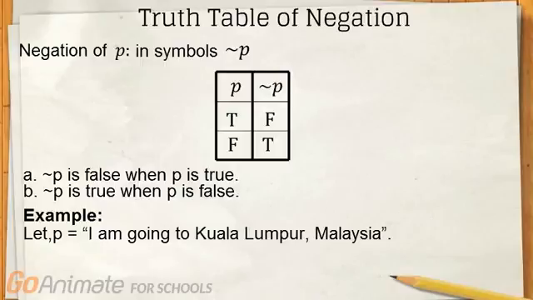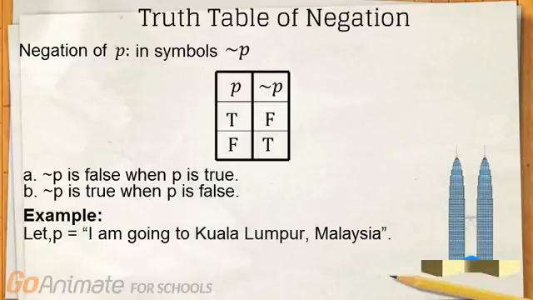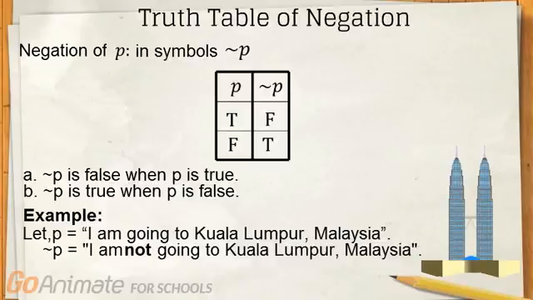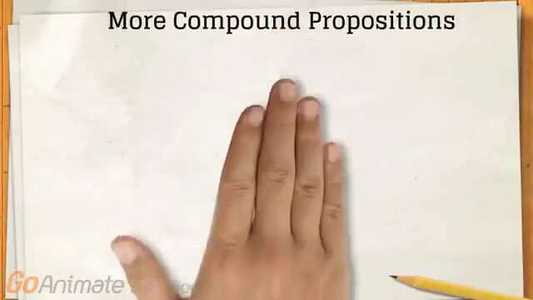Example. Let P be the statement, I am going to Kuala Lumpur, Malaysia. Negation is the statement, I am not going to Kuala Lumpur, Malaysia. More compound propositions.